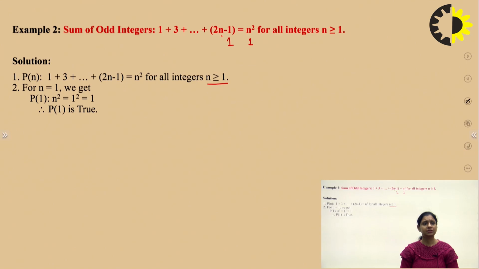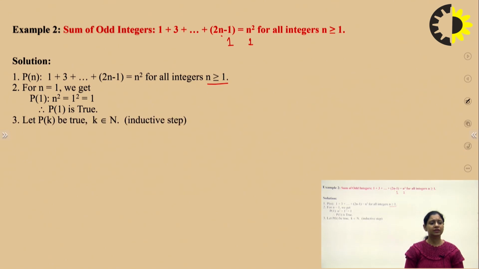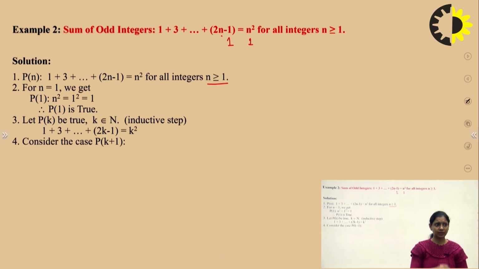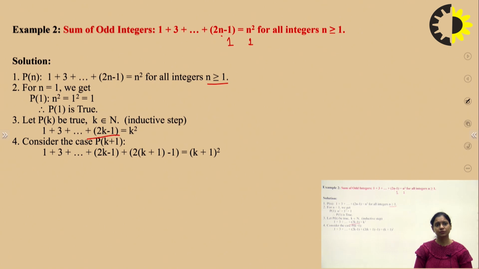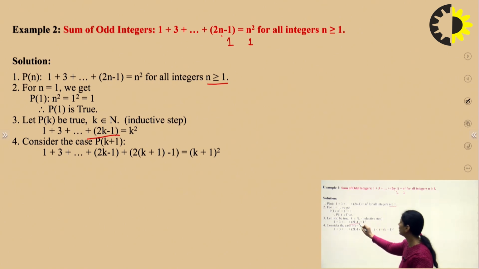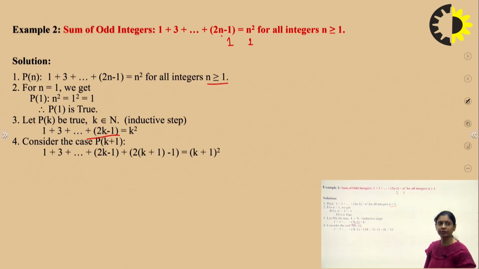The next hypothesis is, we'll consider that Pk is true. So we say that let Pk be true. When Pk is true for k belonging to n, that is the inductive step, we need to prove for Pk plus 1. So when Pk plus 1 is the case, we'll have all these things over here, and then we'll add one more term, that is 2k plus 1. How do we get this? Now we'll replace this k by k plus 1 because that would be the next term.